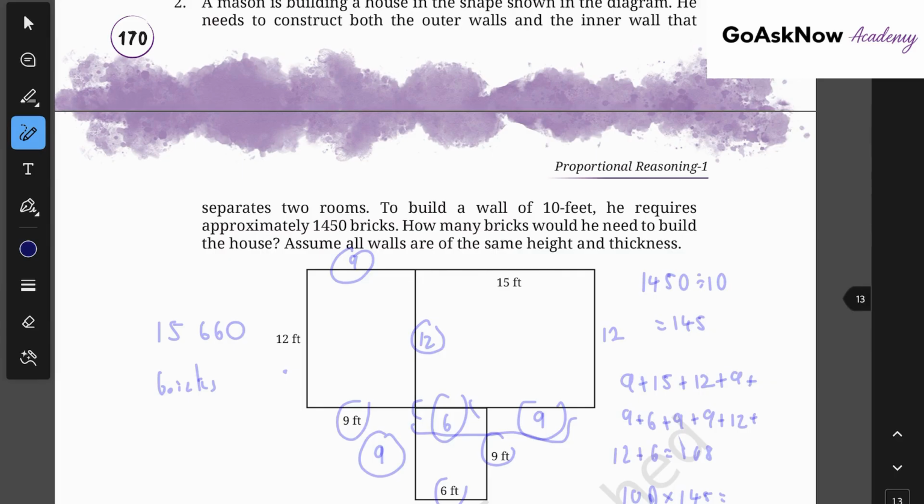And since we know 1,450 bricks is for 10 feet, for 1 foot of wall it's just 1,450 divided by 10. You should get 145. So 1 foot of wall takes 145 bricks, and we have 108 feet worth of walls. So 108 times 145, you should get 15,660 bricks. So this is the answer.